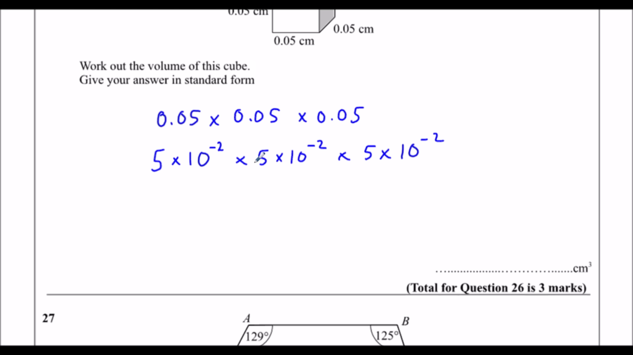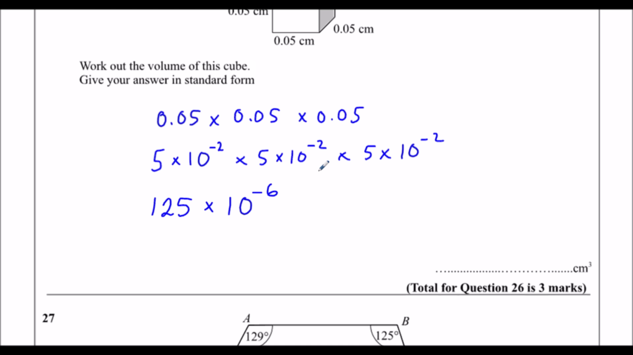So I've got 5 times 5 times 5. 5 times 5 is 25. 25 times 5 is 125. And then I've got 10 to the power of -2 times 10 to the power of -2 times 10 to the power of negative 2. When we multiply indices, we add the powers. So we've got negative 2 plus negative 2 plus negative 2, which is actually negative 6. So I've got 125 times 10 to the power of negative 6.